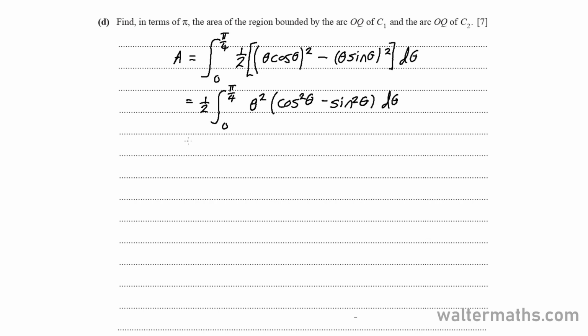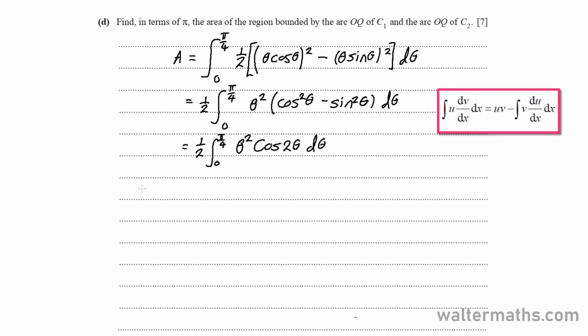So from here, I'll be having a half of the integral from 0 to pi over 4 of theta squared, and for cos squared theta minus sine squared theta, we can use the double angle formula such that this gives us cos of 2 theta, with respect to theta. So for what we have here, we are going to perform integration by parts.